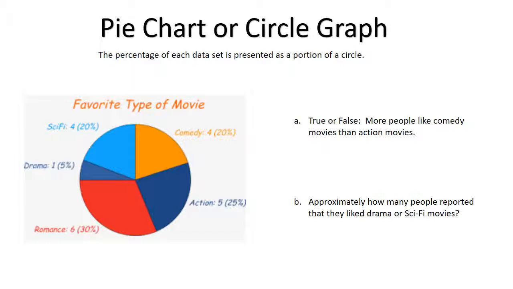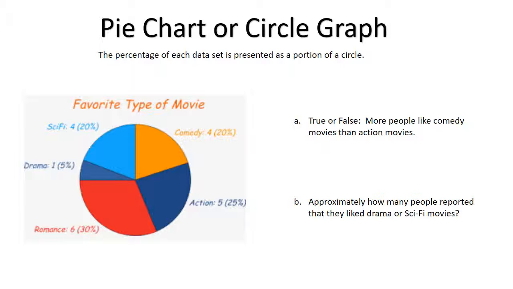Now the last statistical graph we're going to talk about is one of the most popular that you see in many newspapers and magazines. It is the pie chart or the circle graph. It is created when you take a percentage of the data from your survey and it's presented as a portion of a circle. In this pie graph or pie chart, you see the favorite type of movie of a survey.